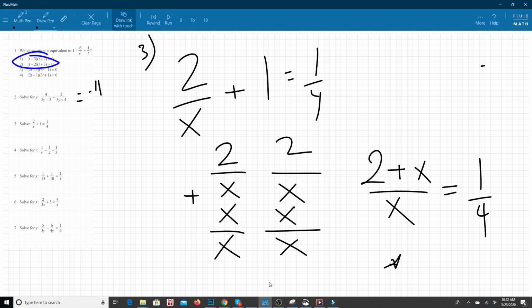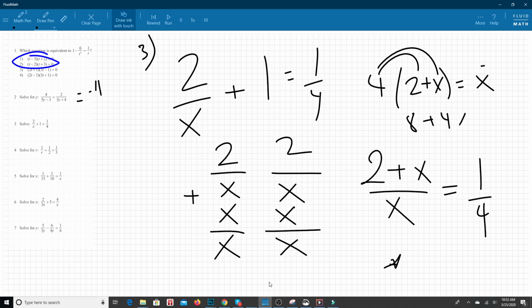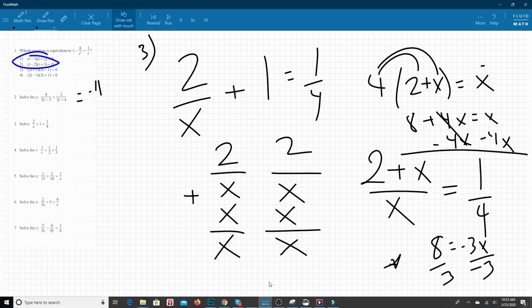Once that's the case, cross multiply. So we have 4 times 2 plus x equals x. Then we have 8 plus 4x equals x. This answer is actually going to give us a fraction. So minus 4x on this side, minus 4x on this side. I'm going to get 8 equals negative 3x. Divided by negative 3, divided by negative 3. x equals negative 8 over 3.